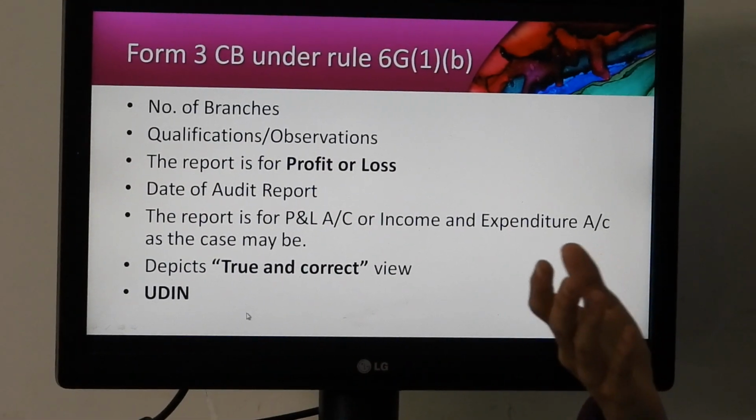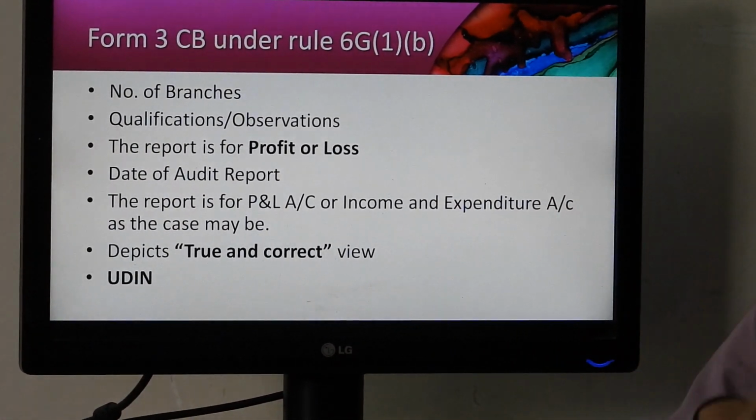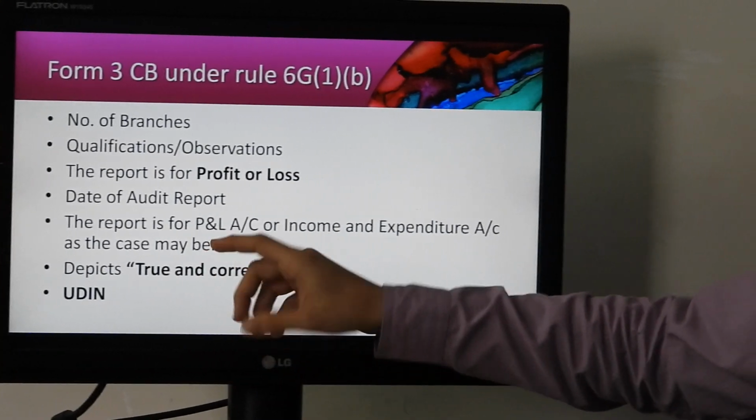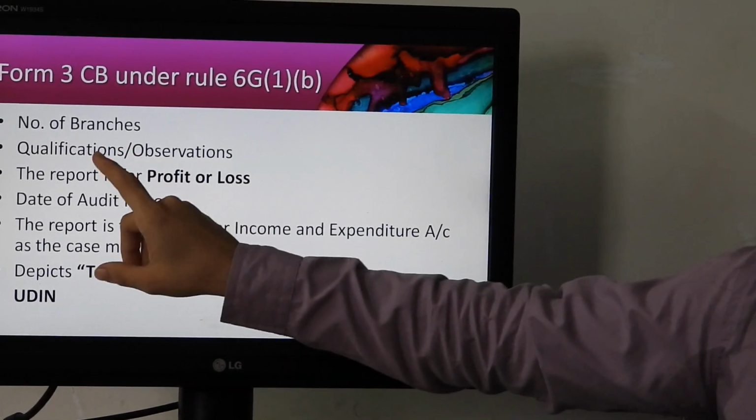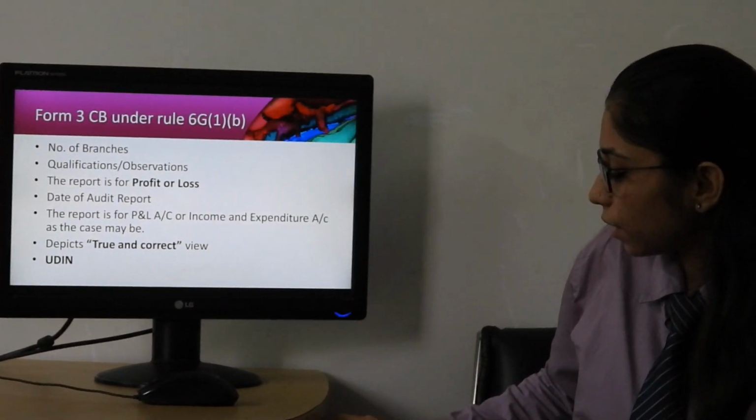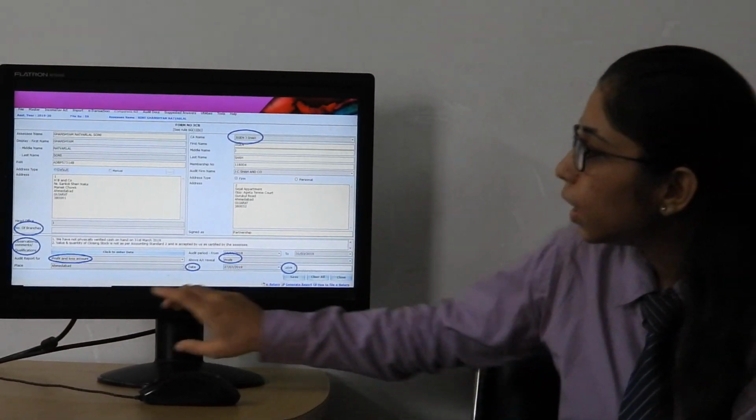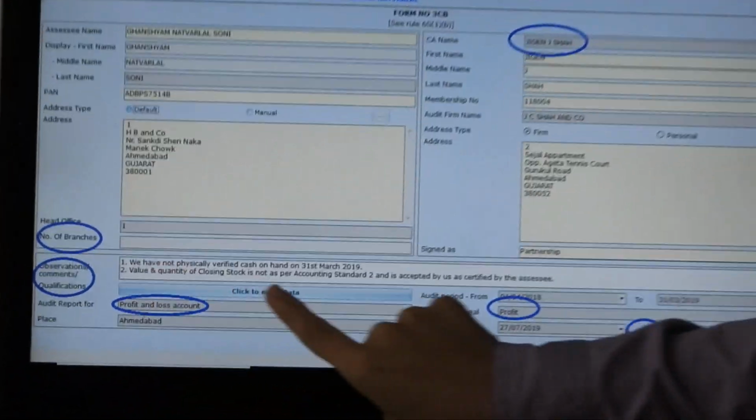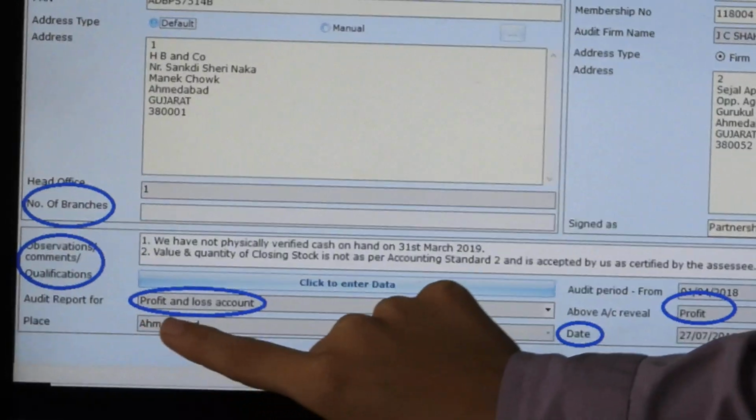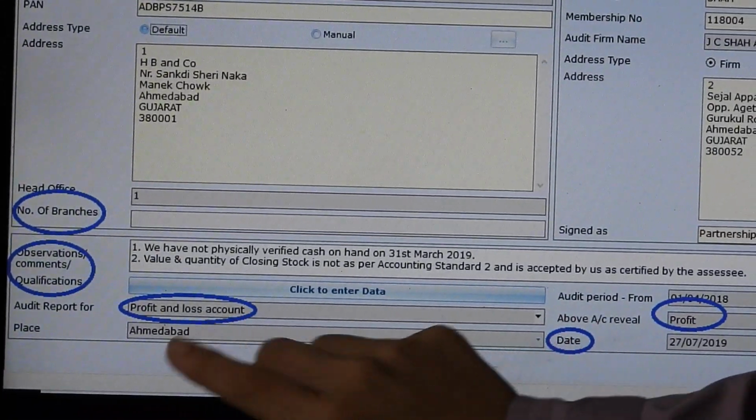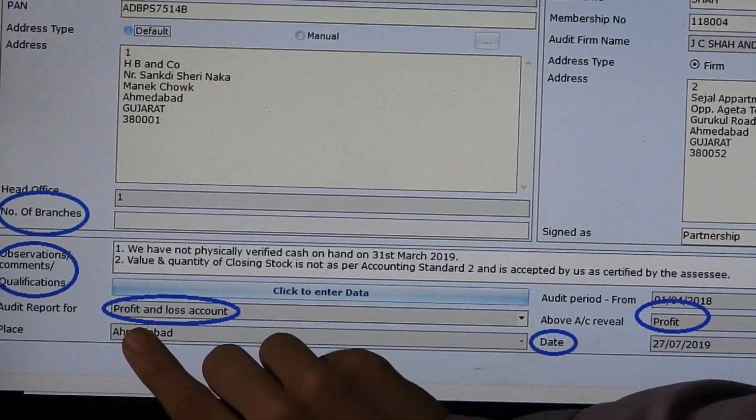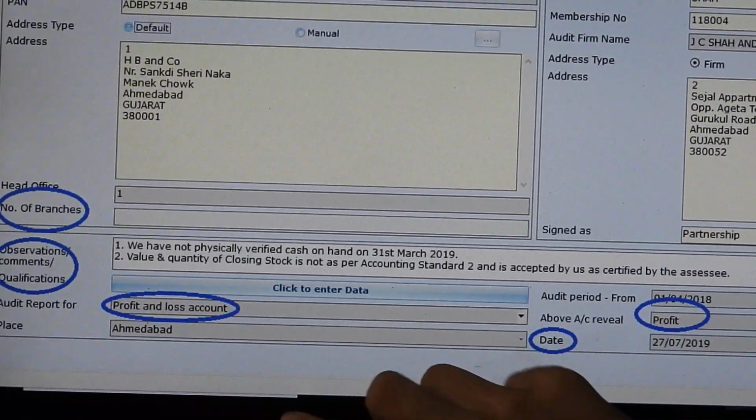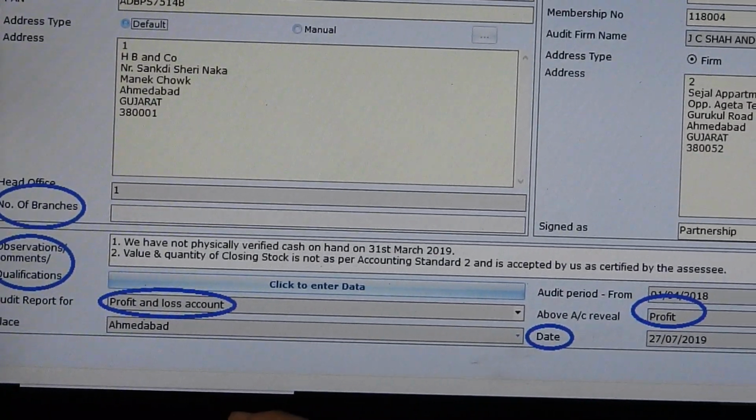There are many differences between Form 3CA and 3CB. See, Form 3CB needs the auditor to mention the number of branches, which is very important. Let's see the face of Form 3CB. Here we need to mention the number of branches. It's important, and the observation is also mentioned as in Form 3CA. Form 3CB is the report for which account it is, whether it is for the profit and loss account or it is for the income and expenditure account.